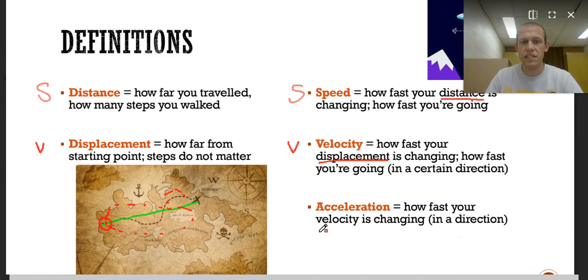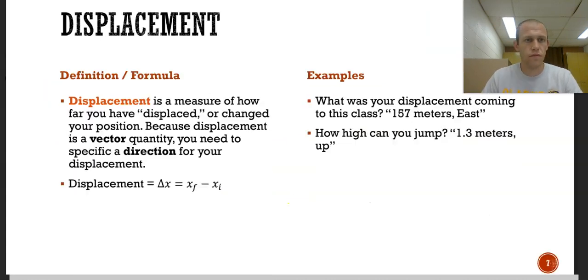And then lastly, acceleration, that is a measure of how fast your velocity is changing. So that is also a vector quantity. It also has a direction.